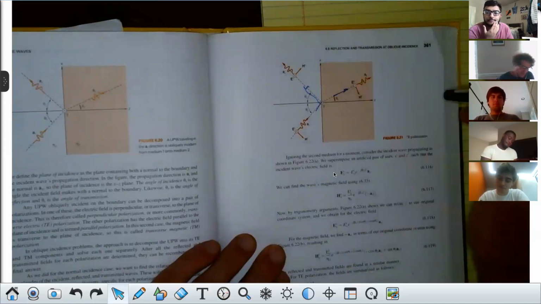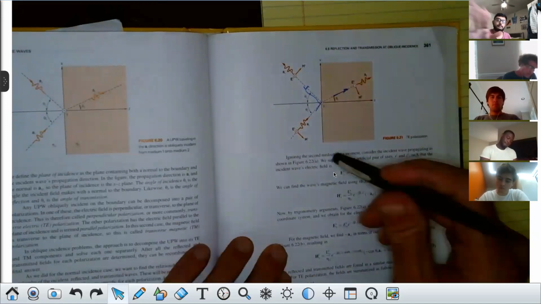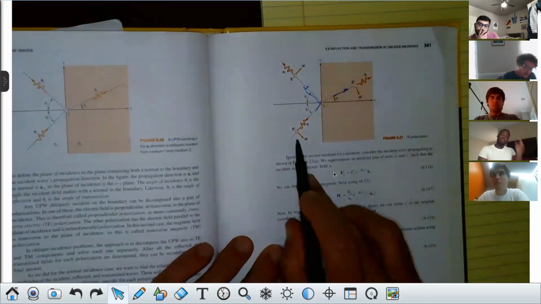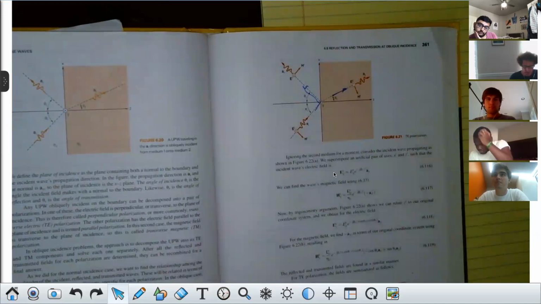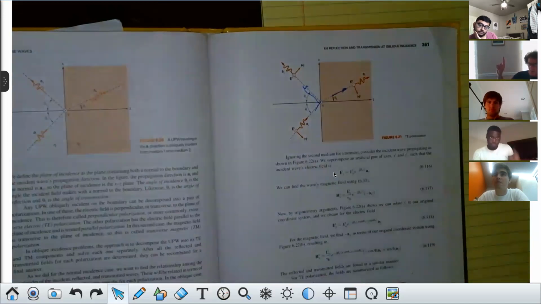Now, the H field, if you look, remember, E crossed H is the direction of propagation. Use your right hand to see that. E field coming out of the paper, take it with your index finger, cross it into the H field, and that thumb should point in the direction of propagation. That's how you get the direction of the H field, if you know the direction of propagation. Can you all see that?